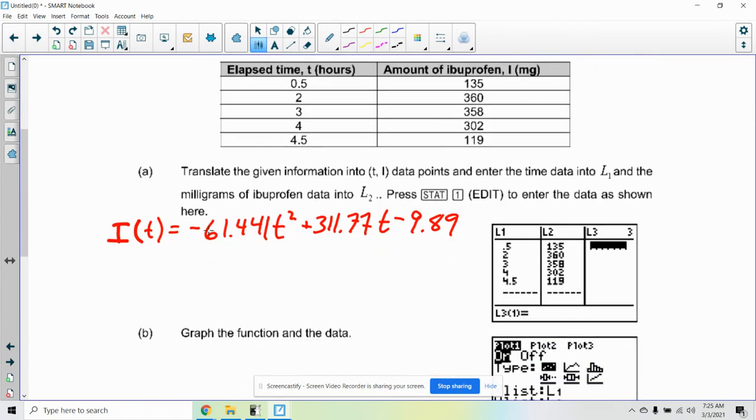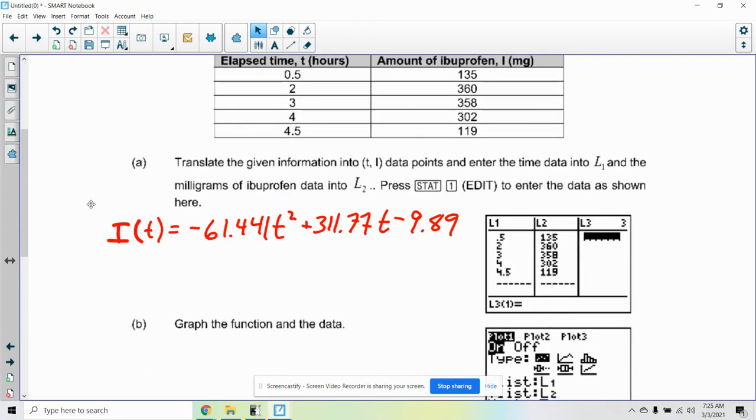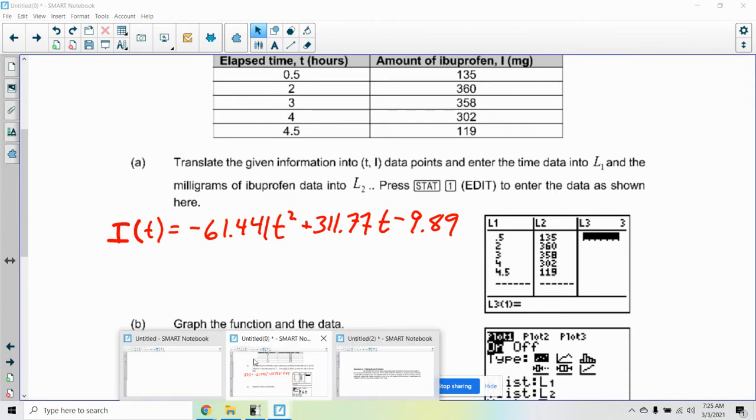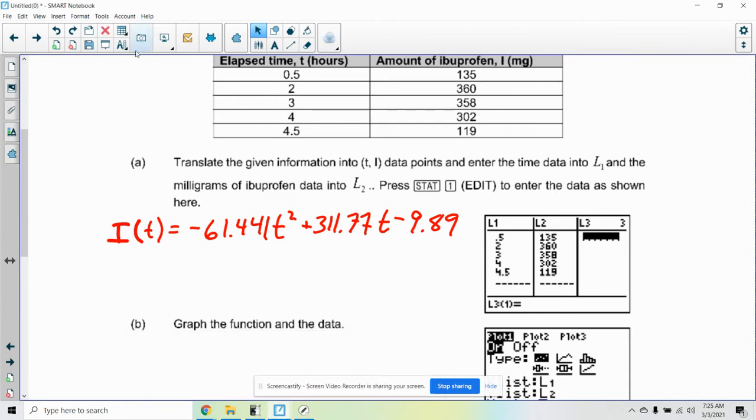Let me copy this guy over. I don't know if I can grab the whole thing. Nope. I'll do it like this. One second. There we go.